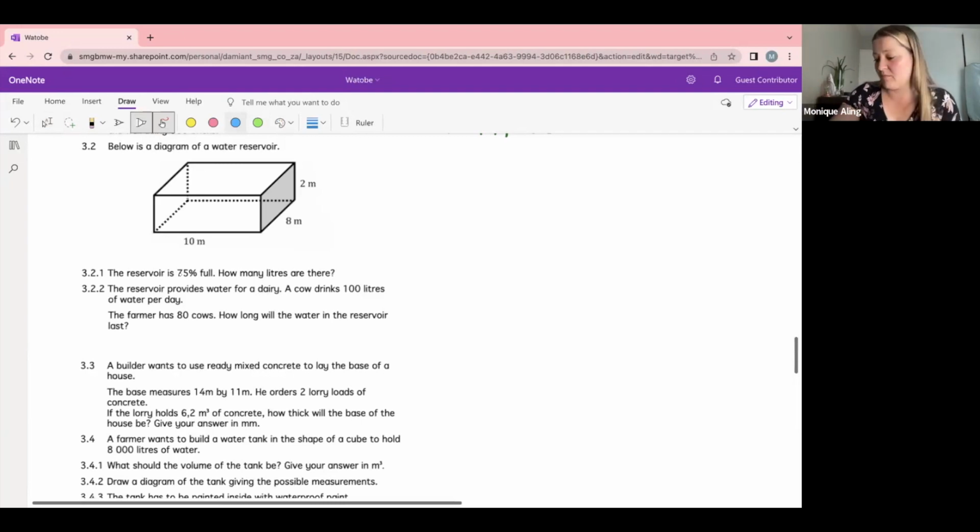So we know that it's not filled all the way, and we've been asked about liters. How do we make the connection between these two things? I've been given a 3D shape with 3 dimensions, and now all of a sudden they're mentioning liters.